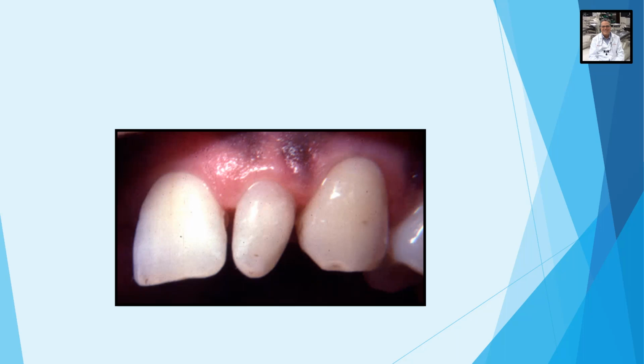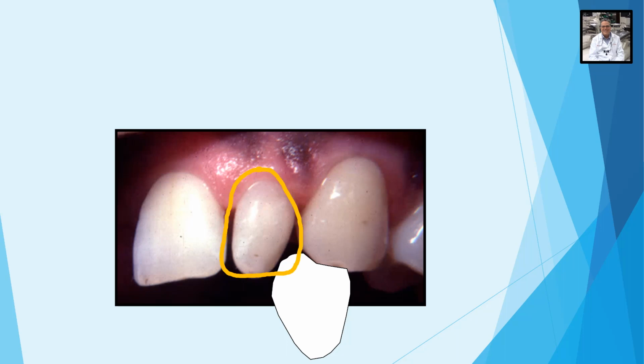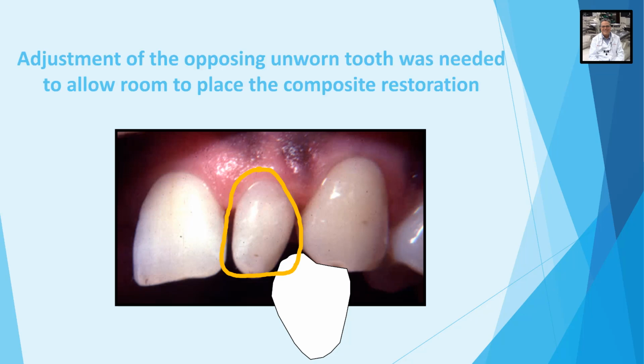Here's an example of a peg lateral, we call it. And maybe you're planning on putting a crown or bonding on that peg lateral. Well, chances are the tooth underneath it is worn, but not worn in the area where the gap is between the teeth. And so you would need to do a little bit of selective isolated grinding in order to restore that other tooth back to its appropriate size.